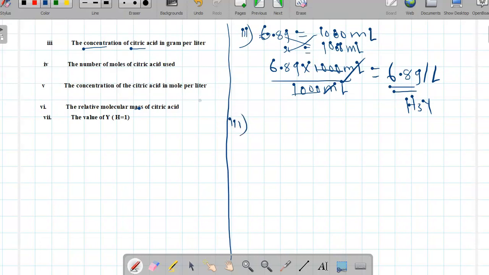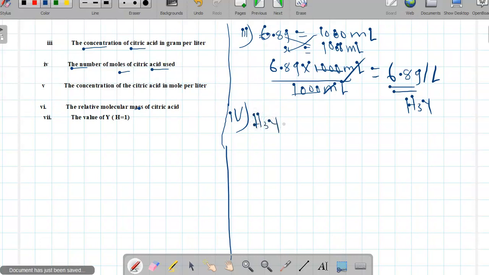Roman 3, not Roman 3, I mean Roman 4. In Roman 4 we have the number of moles of the citric acid. So to get the number of moles of the citric acid, we react these two.